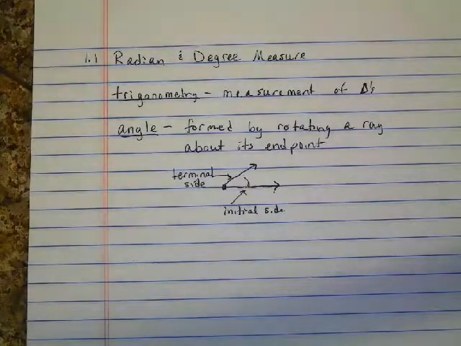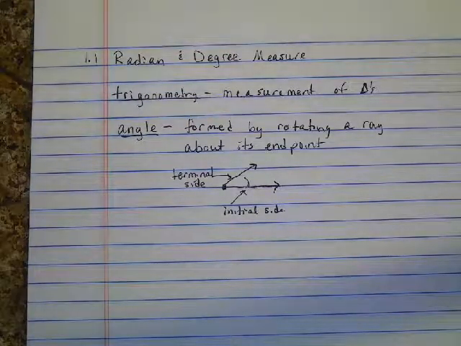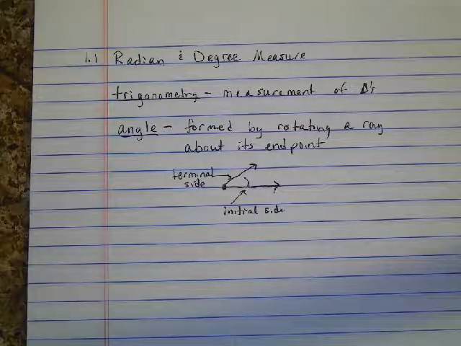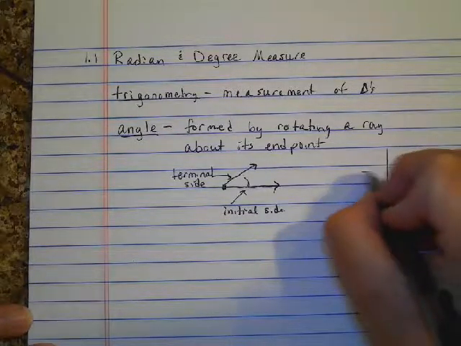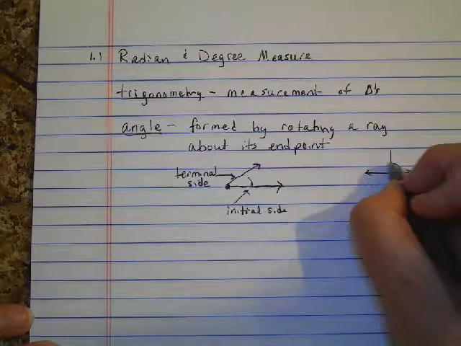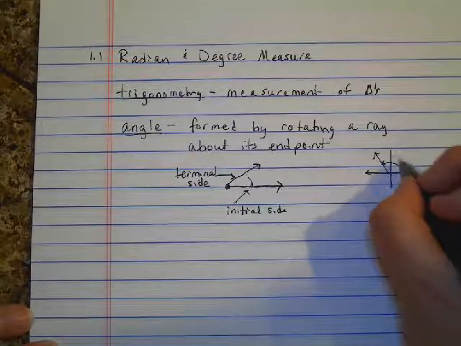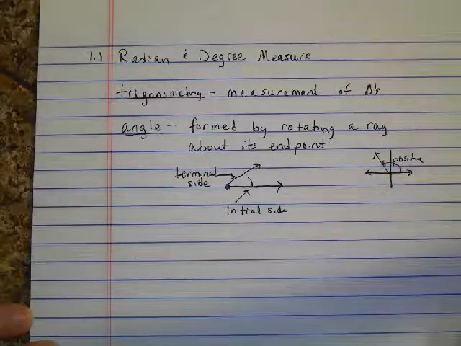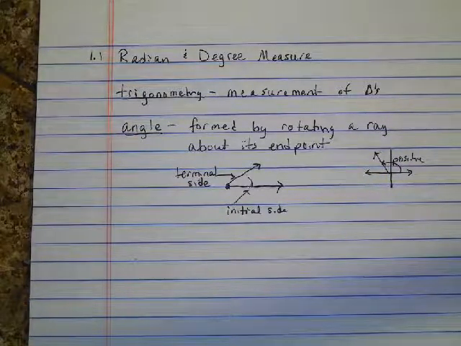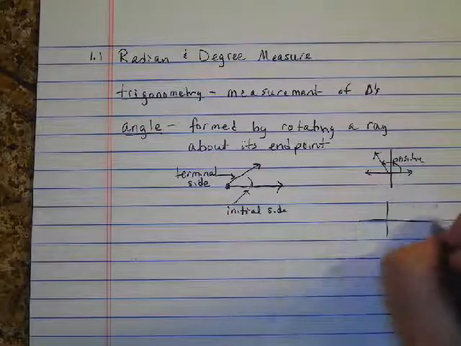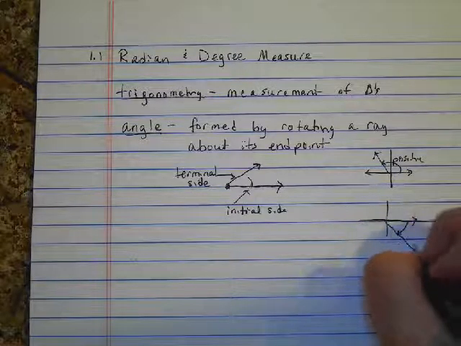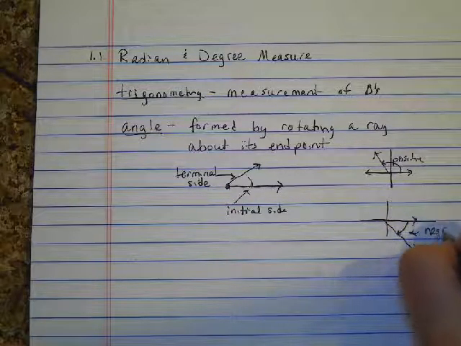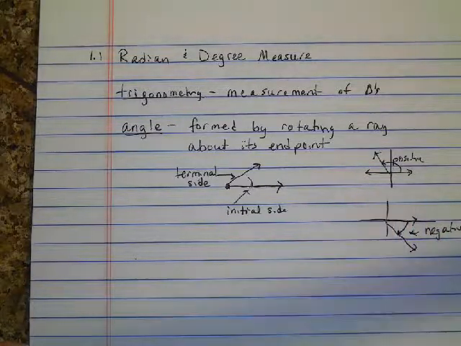Something that we didn't talk about in geometry is what happens if the angle goes the other direction. So for instance, an angle on an XY plane that goes this direction, we would call that a positive angle. And every angle that we dealt with in geometry was positive. But if we start with our initial side here and we go this direction, this angle measure would actually be negative. So counterclockwise is positive and clockwise is negative.